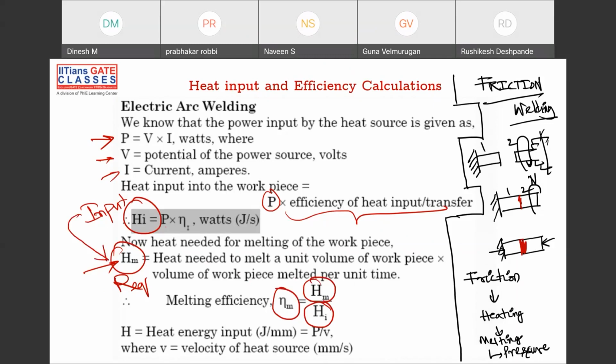Because you are giving, say, 30 watts of input, and at the end, 28 watts is used for heating, and 2 watts is lost for some reasons, right? It's not ideal, that whatever you're inputting is exactly used there. So that's the reason why, if this is 28 and this is 30, you calculate 28 by 30, then you'll get the efficiency. Okay, fine.